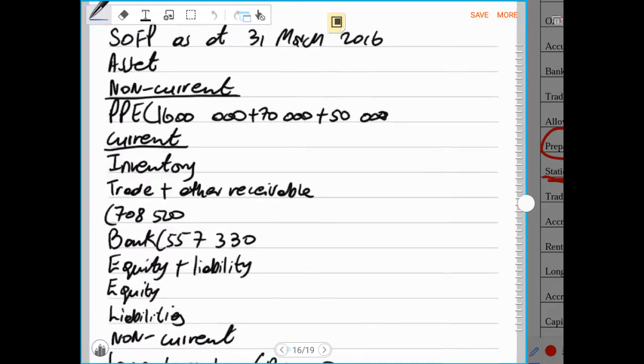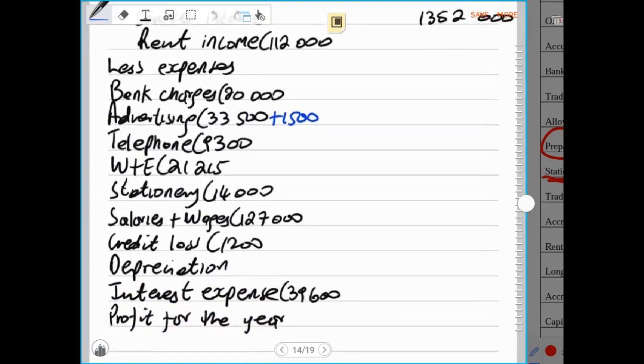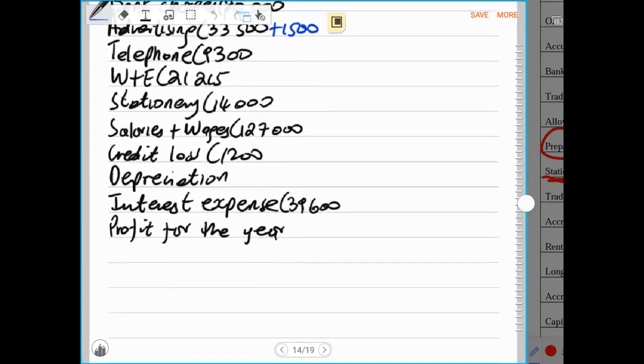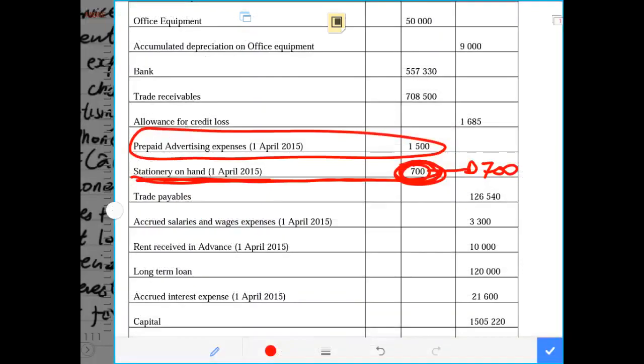So we go to the statement of comprehensive income, and we know that stationery is an expense and expenses increase on the debit side. Then this will be plus 700 rands under our stationery expense. Then we go to the next adjustment. The next reversal entry is the reversal entry of the accrued salaries and wages.